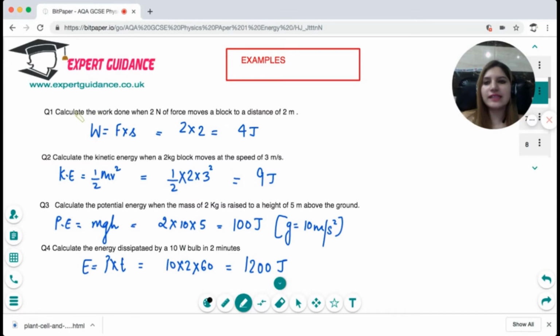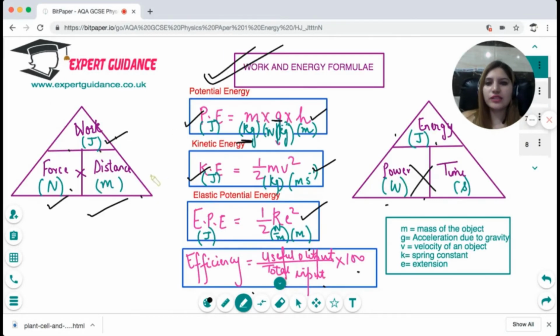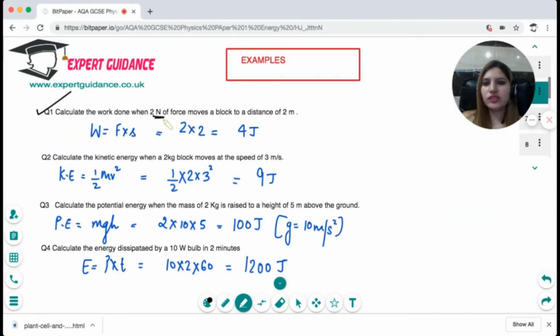Now let's take an example. In the first question, it says calculate the work done when a 2 newton force moves a block a distance of 2 meters. Work done is force times distance, so the force is 2 newtons, distance is 2 meters, so the work done is 4 joules. Next is kinetic energy. Mass is 2 kg, speed is 3 meters per second, kinetic energy is half mv squared, so it's half, the mass is 2, speed 3 squared, so that becomes 9 joules. Next, calculate the potential energy when mass 2 kg and height 5 meters are given to you. Remember, if it is not specified, you can use g as 10.